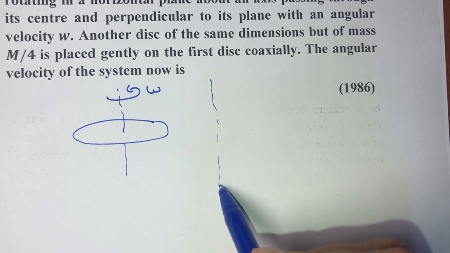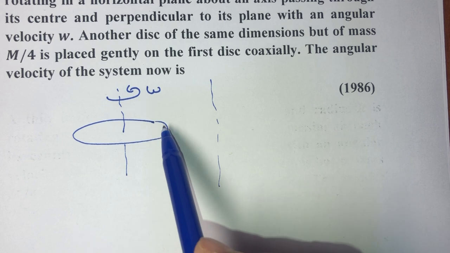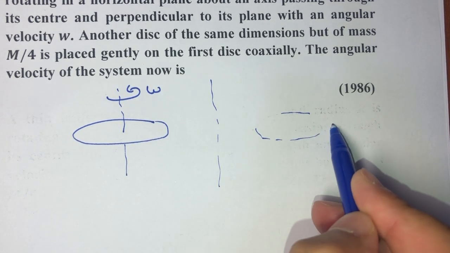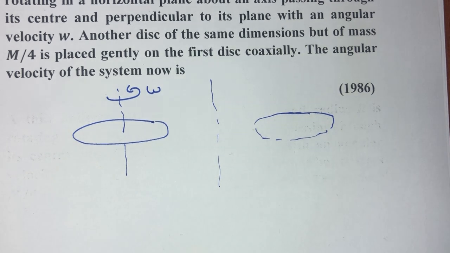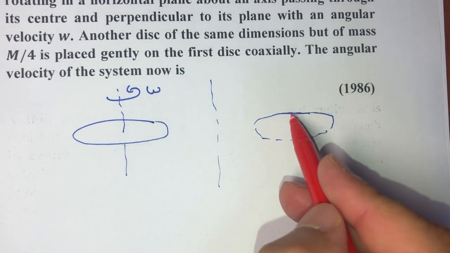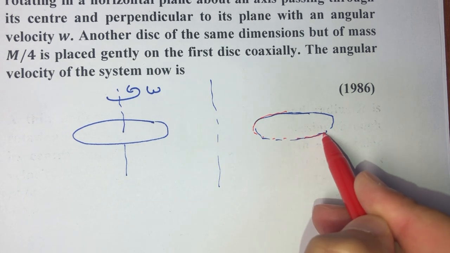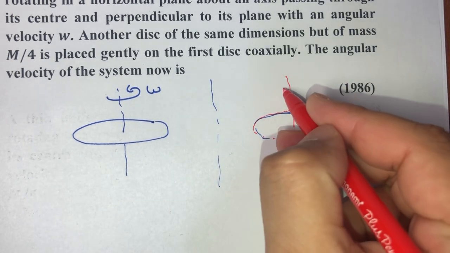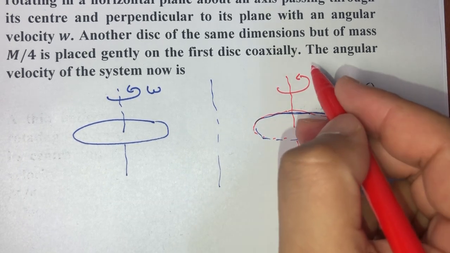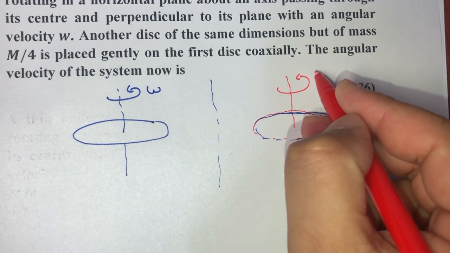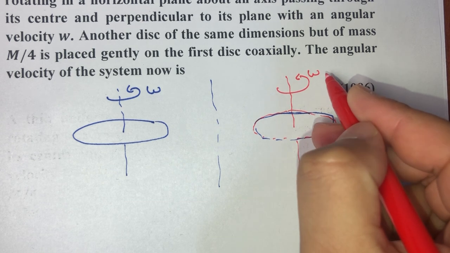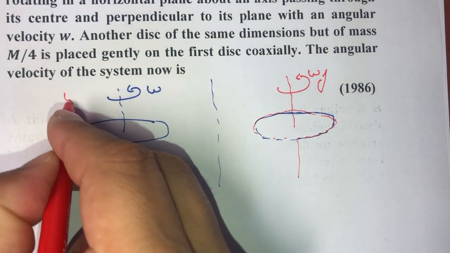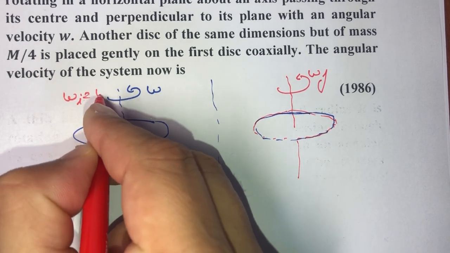Now in the second part, a disk of the same dimension is placed on the original disk. So we have this as the original disk, and of the same dimension another disk is placed on it, and they are rotating along the same axis. Now in this case, let us suppose that it is rotating with the angular velocity of omega f, and in this case let us write this as omega I, and omega I is equal to omega.